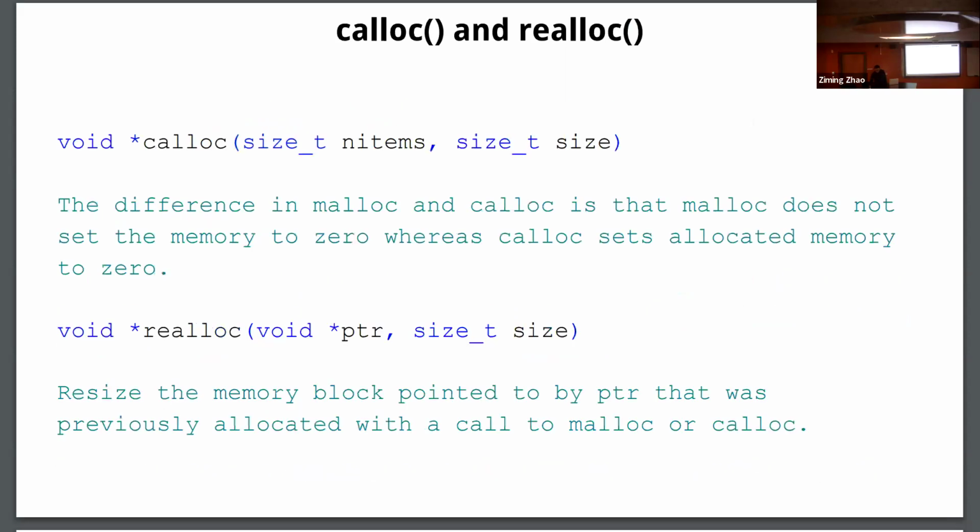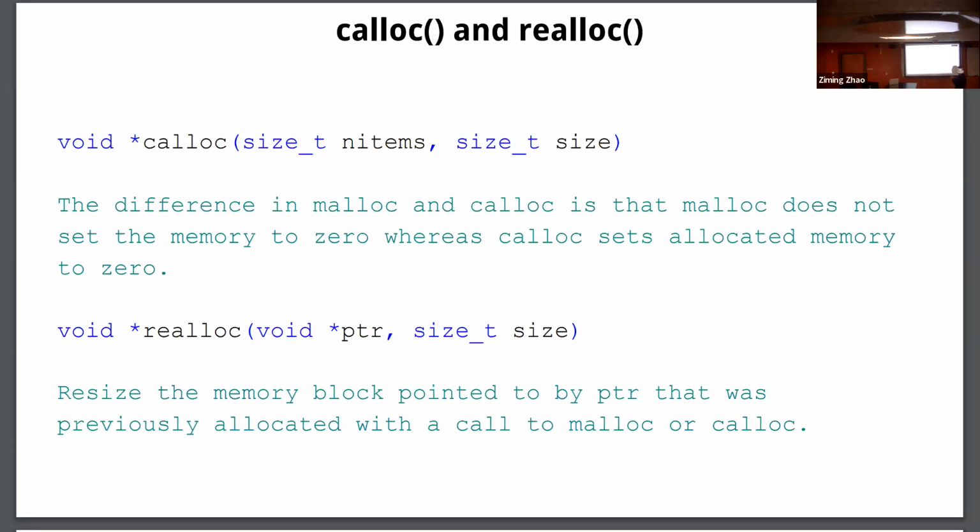Besides malloc, there is also the calloc interface. The calloc interface takes two arguments, the number of items and the size of each. You multiply them together, you get the total size. The difference between malloc and calloc is that malloc doesn't set the memory to 0, but calloc will initialize that memory location to 0. That's it. I don't know why they have a different prototype here, maybe just to make them look different.